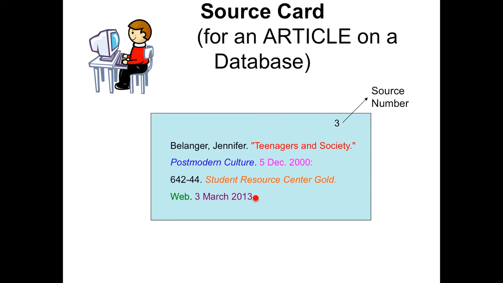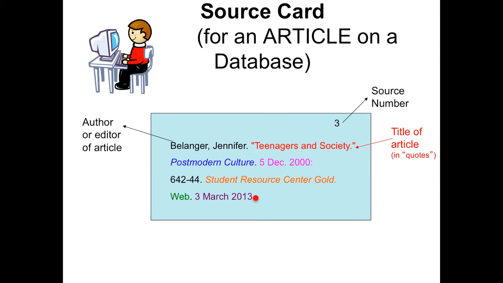Just like our other ones, we start with our source number. Again, this is source number 3 because it's the third source card we've made. Then we put the author or editor of the article. Most of the time, that's the first editor or author that we'll find, but just make sure it's the author or editor of the article.